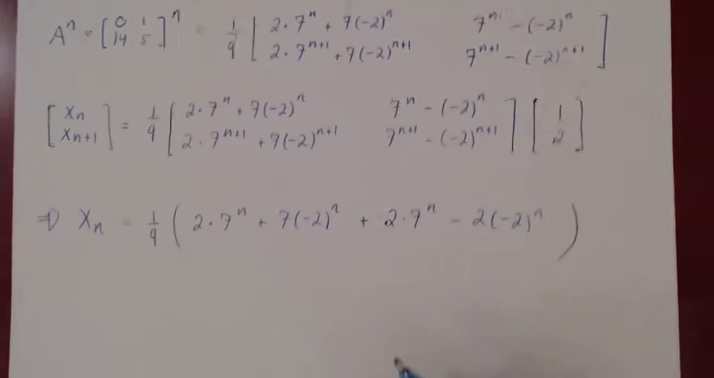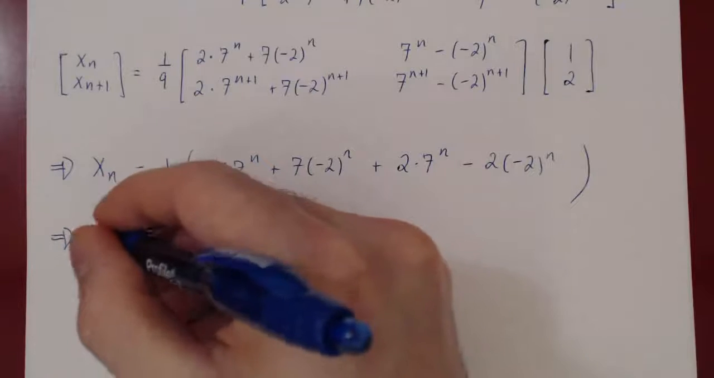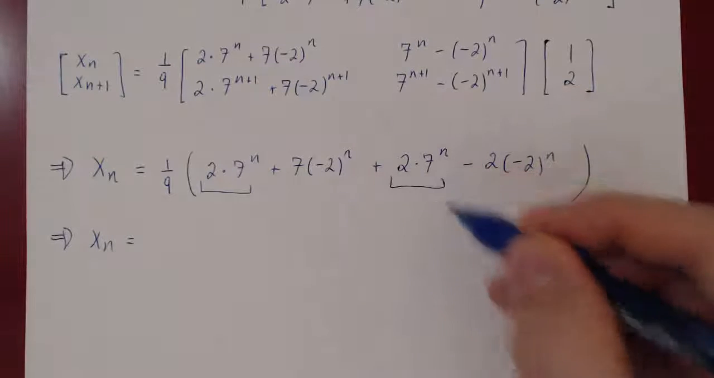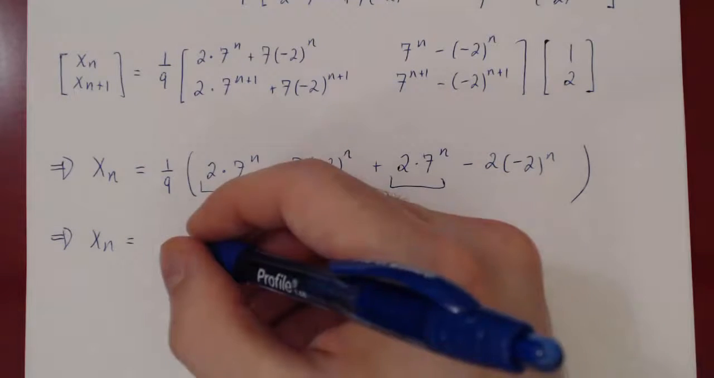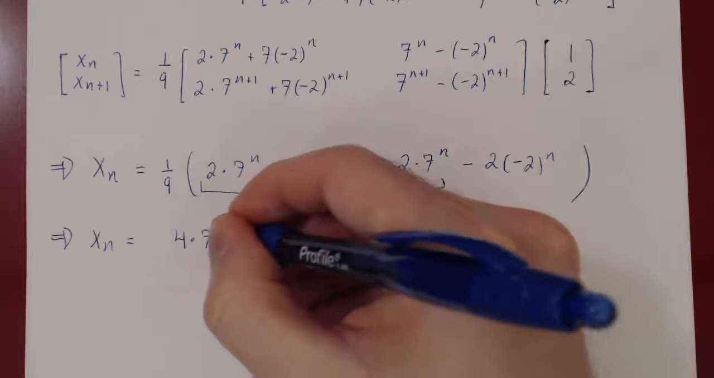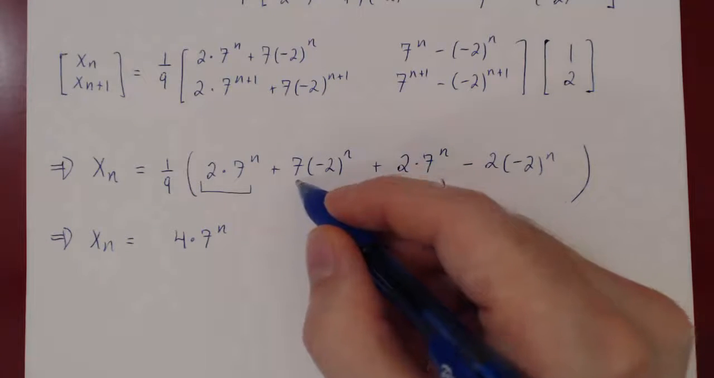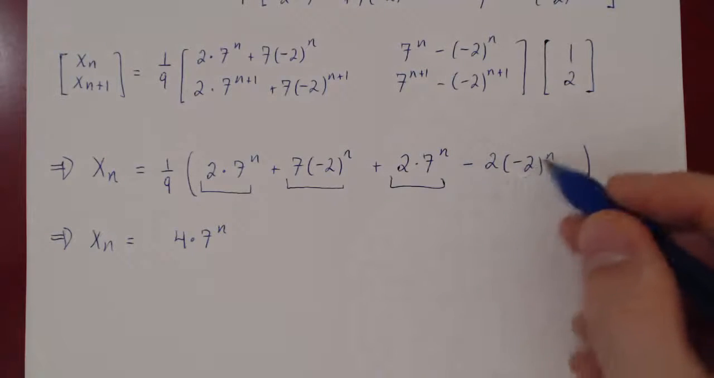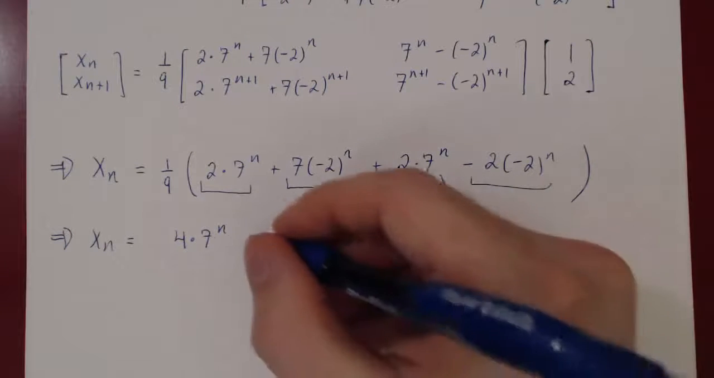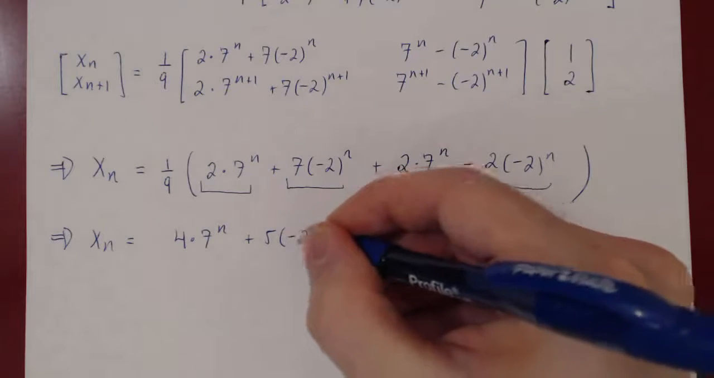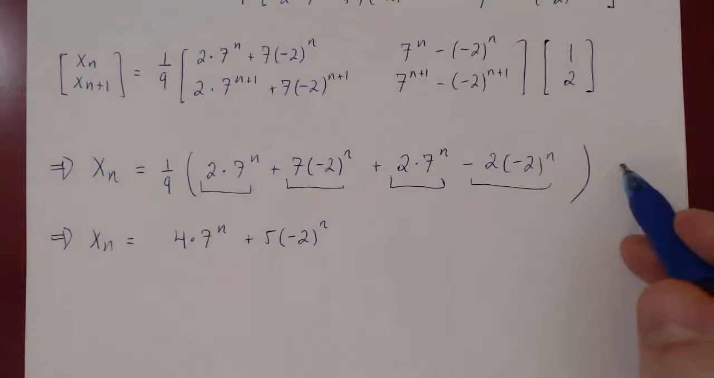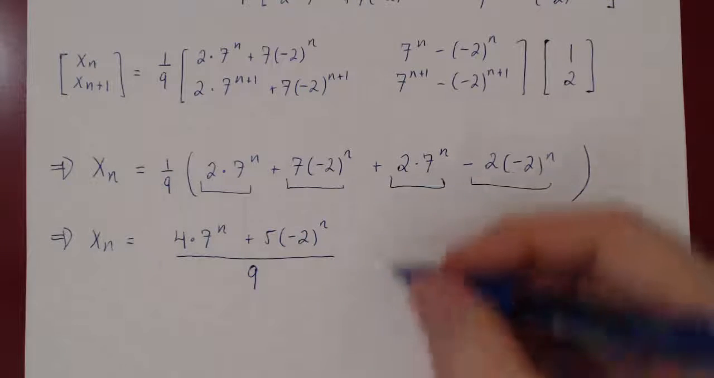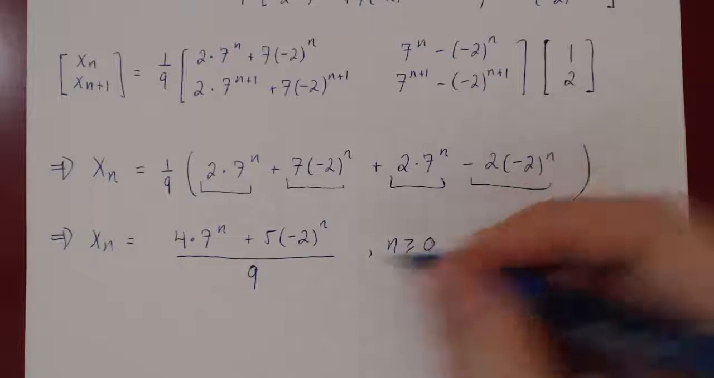Of course, we can simplify this a little bit. What are we going to get? So xn is, well, 2 times 7 to the n plus 2 times 7 to the n. That's 4 times 7 to the n. Then what do we have? Well, there's 7 times negative 2 to the n minus 2 times negative 2 to the n. Well, 7 minus 2 is 5, so plus 5 times negative 2 to the n. And don't forget, all over 9. And this is true for any given n starting at 0.